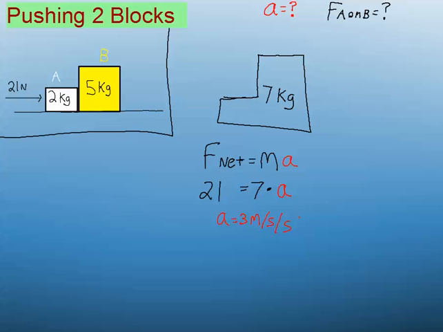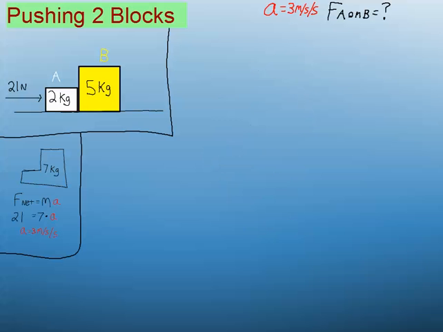If I do that, then the total mass of the system is 7 and the net force on it is 21, because there's nothing pushing it left or right besides that. So I get an acceleration of 3 meters per second squared. So far, so good. Now that we know the behavior of both of the blocks together, we have to figure out what's happening with the individual blocks and draw their individual force diagrams.